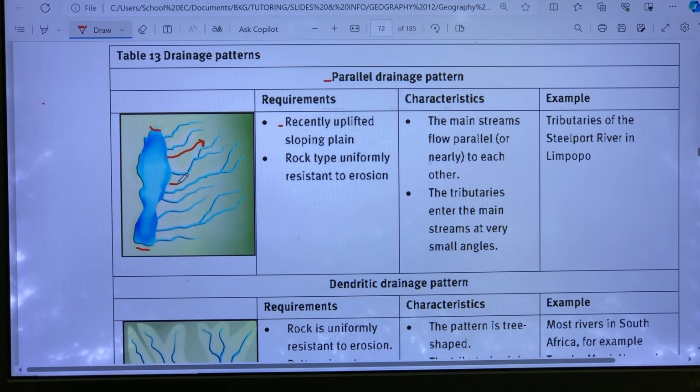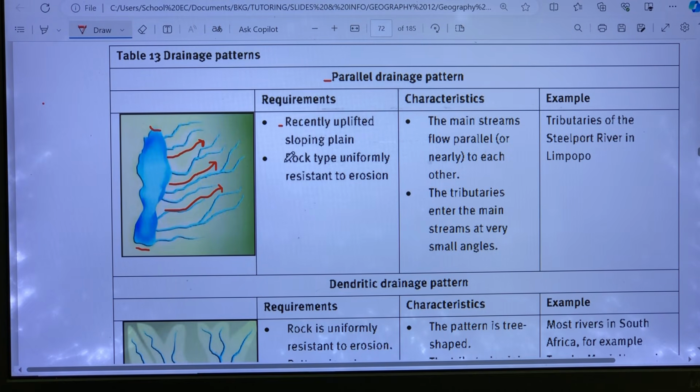So our tributaries originate from the upsloping hill, so this landform here is hill-like, a high-lying area. Tributaries move down with water to join the mainstream. So that's one of the main requirements, okay?